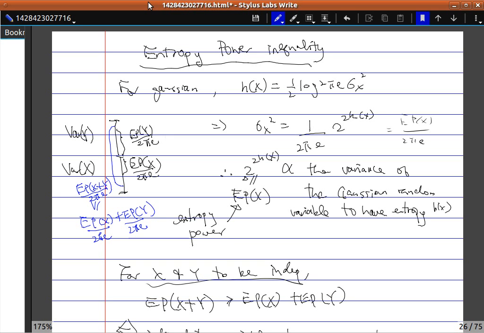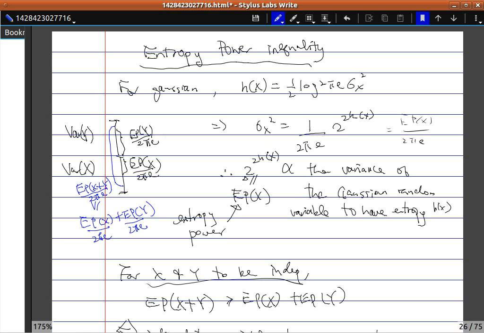Okay, I'd like to talk about the entropy power inequality today. To start with, I need to define what we mean by entropy power. The entropy power of X, some random variable X, is simply equal to 2 to the 2h(X), where h(X) is the entropy of X. Now, what's the intuition behind that?